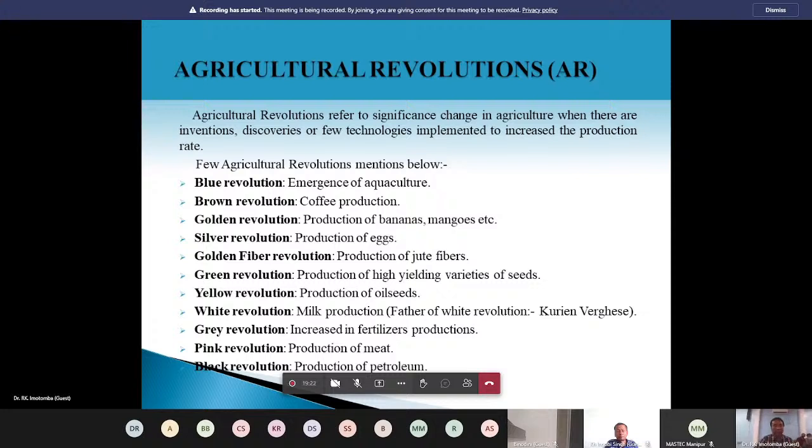So accordingly, they have coined different terms like blue revolution, particularly for the development of aquaculture. And this blue revolution in India was started during the seventh five-year plan, 1985. And subsequently, coffee revolution, golden revolution, and silver revolution, and so on. So in India, different revolutions have been applied in different agricultural sectors. But nowadays, we need the recent science and technologies to be applied in the production of crops, vegetables, oil seeds, fruits, livestock, and so on.